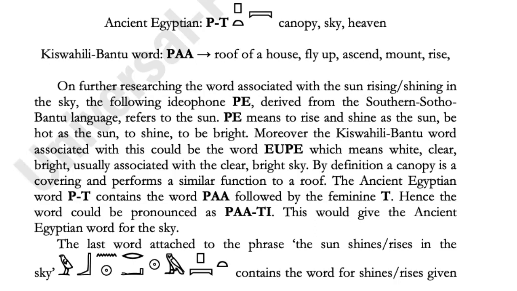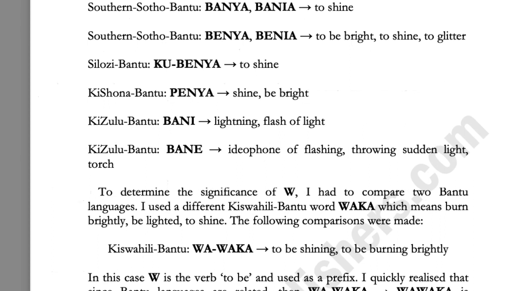By definition, a canopy is a covering and performs a similar function to a roof. The ancient Egyptian word pa contains the word pa followed by the feminine t. Hence, the word could be pronounced as pat. This would give the ancient Egyptian word for the sky. The last word attached to the phrase of the sun shines, rises in the sky, contains the word for shines, rises.